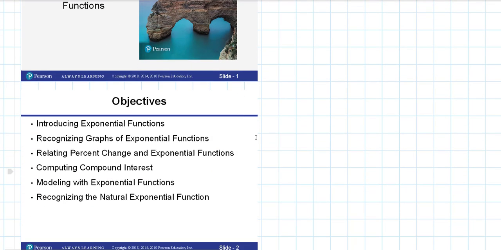So our objectives would be to introduce the concept. Then we're going to look at graphs. We're not going to look at specific points today, but we're looking at the structure of the graph. Then we're going to talk about percent change and how we can adapt that to exponential functions. We're going to talk about compounding interest, then modeling other scenarios with exponential functions, and then finally we'll look at the specific natural exponential function.